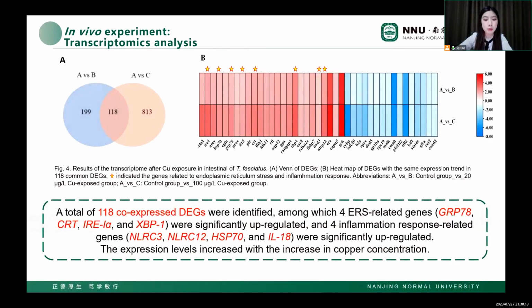Figure A represents a Venn diagram of DEGs. It shows that there were 118 common DEGs between the 20 and the 100 micrograms per liter copper exposed groups. Figure B represents a heat map of DEGs with the same expression trends among the 118 common DEGs, and the star indicates that ERS and inflammation response related genes were significantly upregulated.